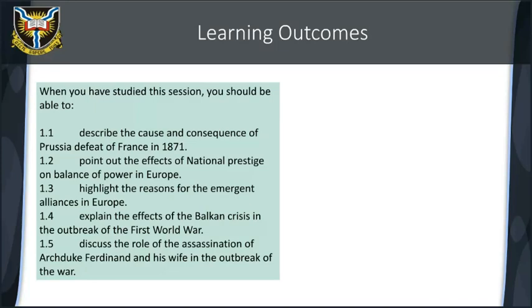Learning outcomes. When you have studied this section, you should be able to describe the cause and consequence of Prussia's defeat of France in 1871, point out the effect of national prestige on balance of power in Europe, highlight the reasons for the emergent alliances in Europe, explain the effect of the Balkan crisis in the outbreak of the First World War, discuss the role of the assassination of Archduke Ferdinand and his wife in the outbreak of the war.